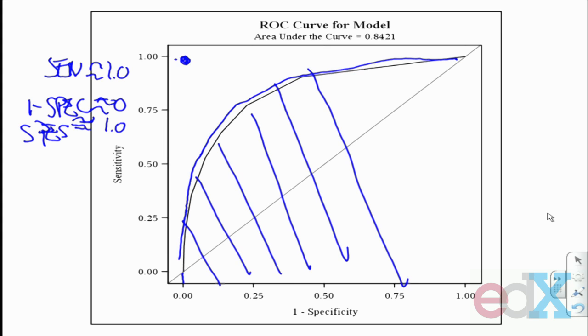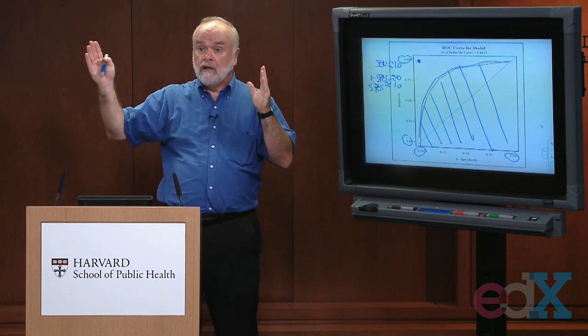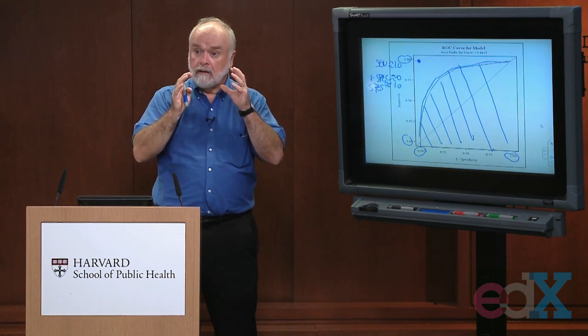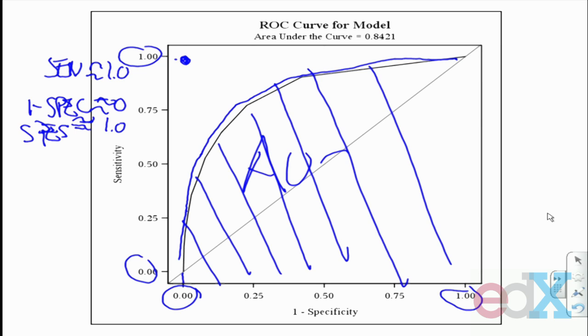Now remember, this box can go no higher than 1.0. That's as high as the sensitivity can be. It can go no lower than 0. The x-axis, 1 minus specificity, can go no lower than 0, no higher than 1. So the entire box has a height of 1 unit and a width of 1 unit. The total area inside the box is 1 times 1. So we want the area under the curve, the AUC, to be as close to 1 as possible. If it is, we have good discrimination.